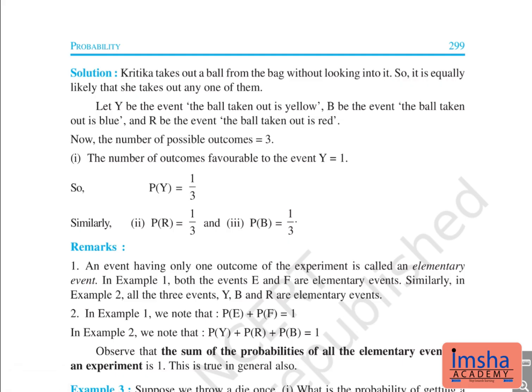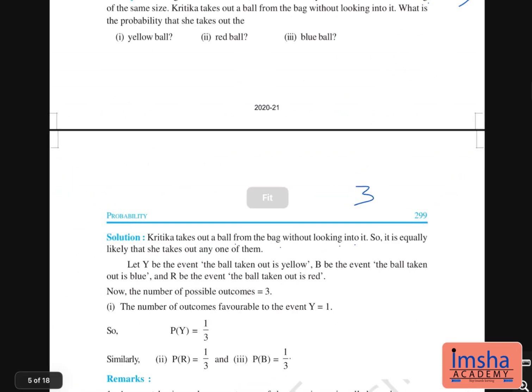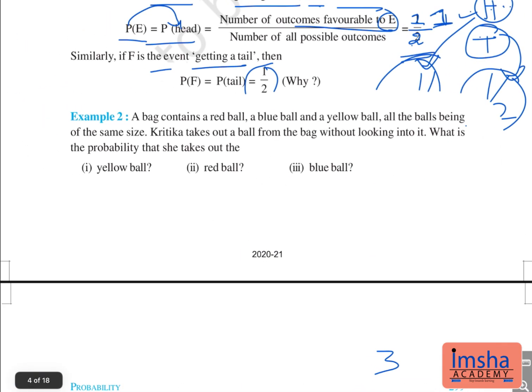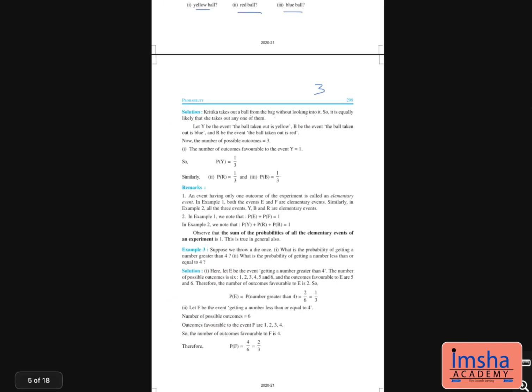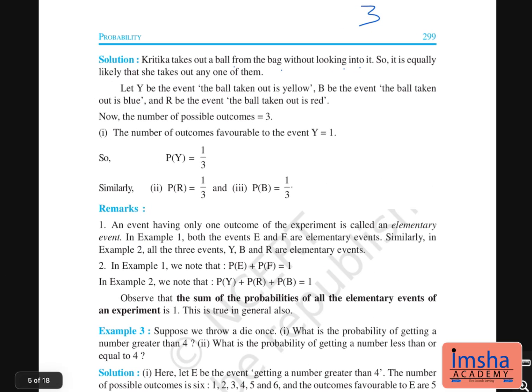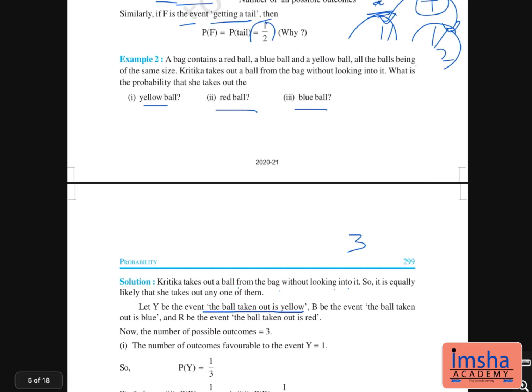See, the total number of outcomes is 3, right? Why is it 3? Because there are 3 balls: one is red, yellow, and blue. So let Y be the event that the ball taken out is yellow, because they have asked us to find the probability that the ball taken out is yellow, the probability that it is red, and the probability that it is blue.